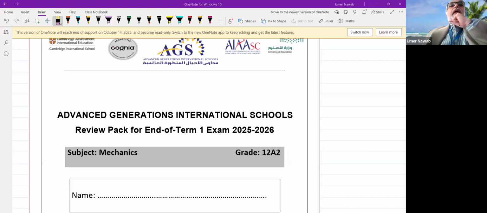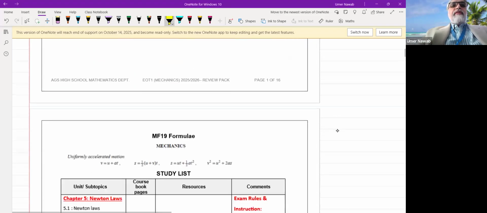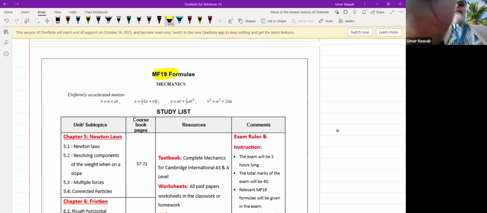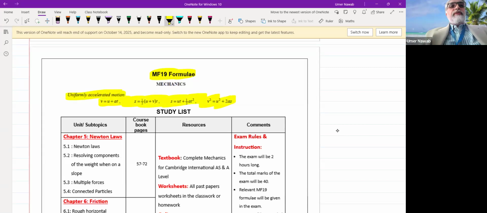Today I am recording this video to prepare, or to revise with you, the end of term one mechanics exam. So in front of you, the screen is shared. You can see we have the front page and then we go to the MF19 formula list, which will be provided to you also in the exam. So these are the four equations of motion.